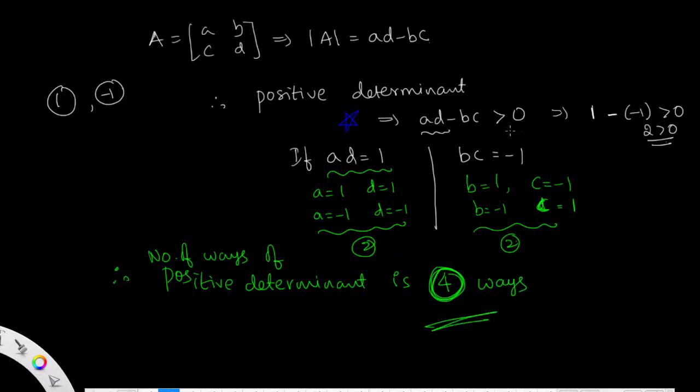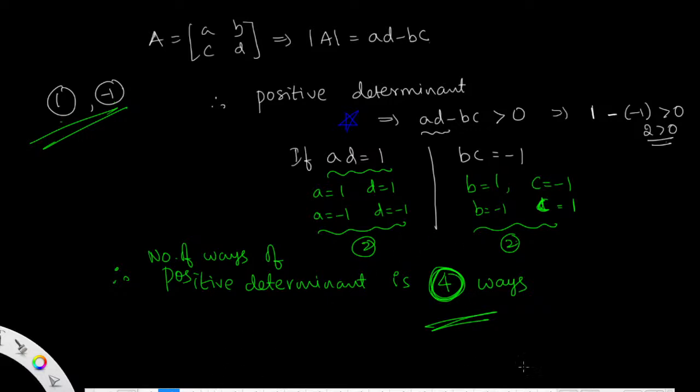Here AD minus BC must be positive. It is possible using the given digits 1 and minus 1: AD minus BC is 1 minus of minus 1, that is 1 plus 1, which is 2, greater than 0. So AD must be 1, that is A equal to 1, D equal to 1, or A equal to minus 1, D equal to minus 1. And BC must be minus 1: B equal to 1, C equal to minus 1, or B equal to minus 1, C equal to 1. Therefore, the total number of ways to get a positive determinant is 4 ways.